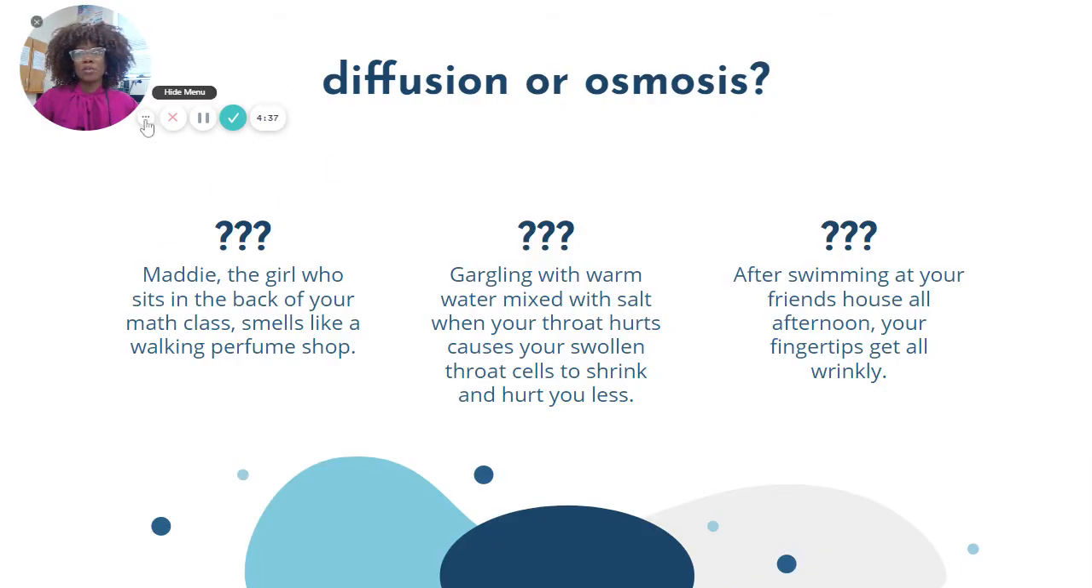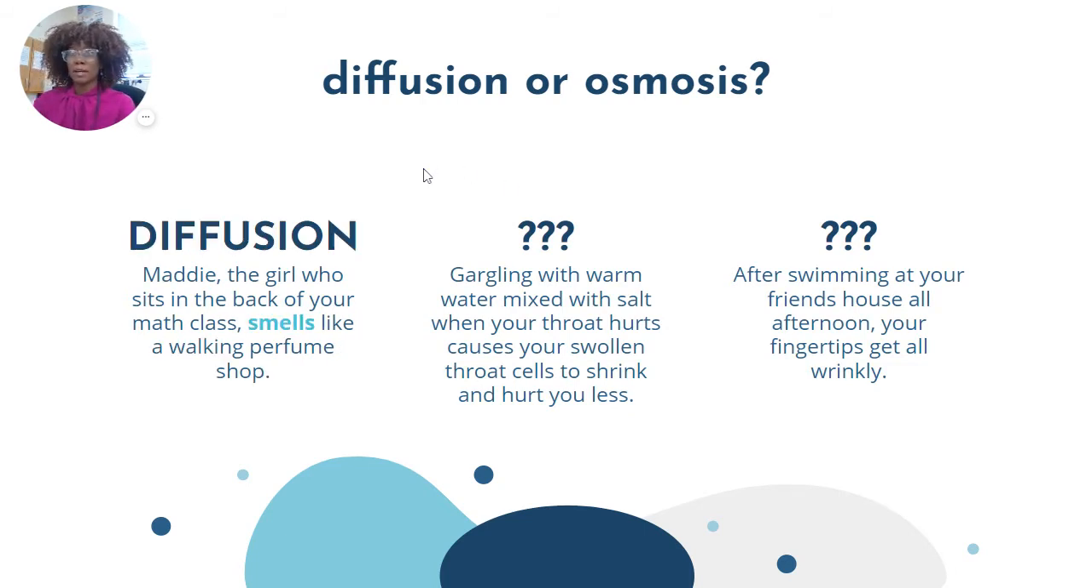Let's make sure that you kind of understand this topic. Diffusion or osmosis. Look at this first example. Maddie, the girl who sits at the back of your math class, smells like a walking perfume shop. Would that be diffusion or osmosis at play? Diffusion. It's talking about a smell.